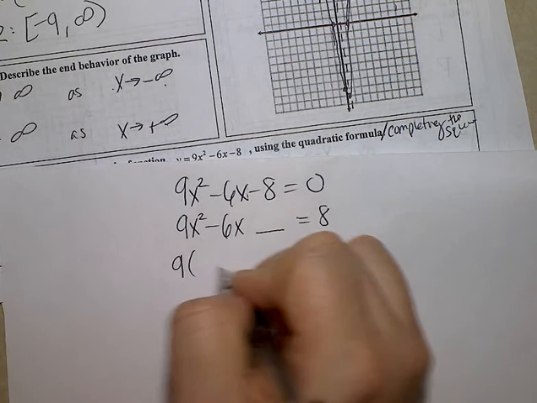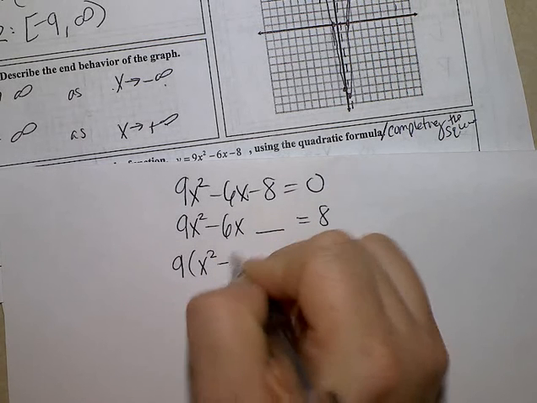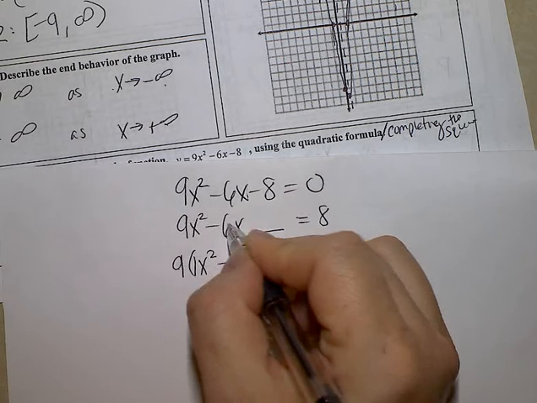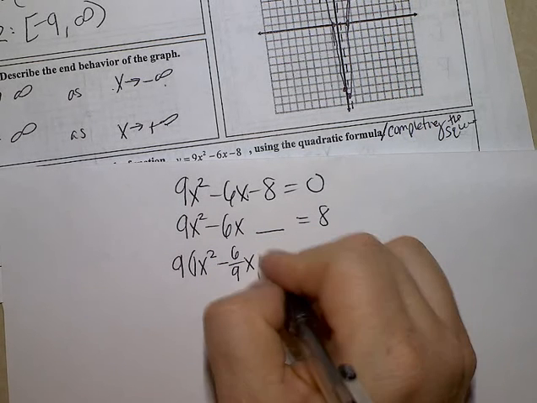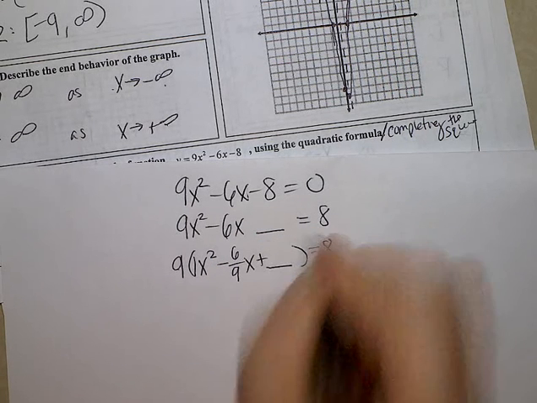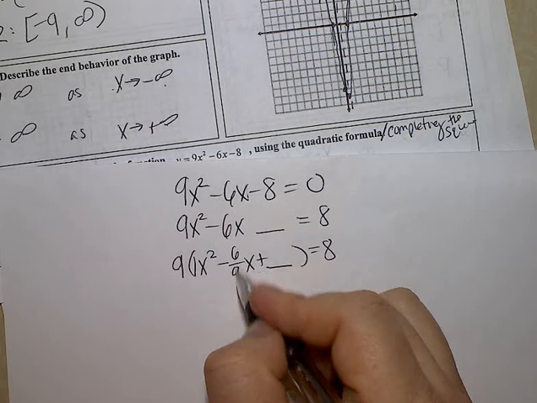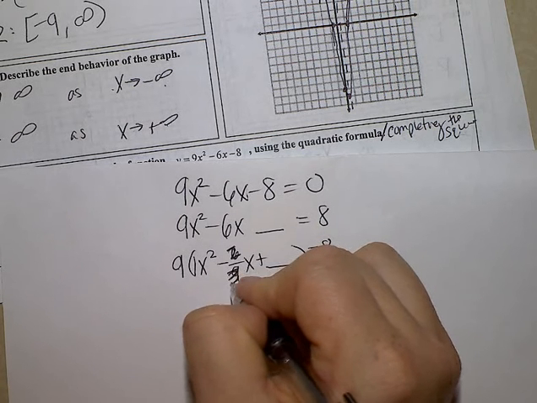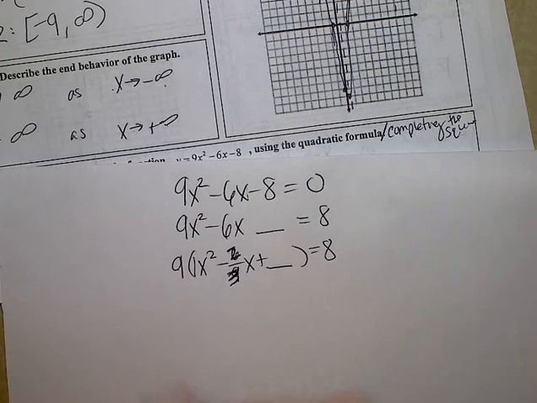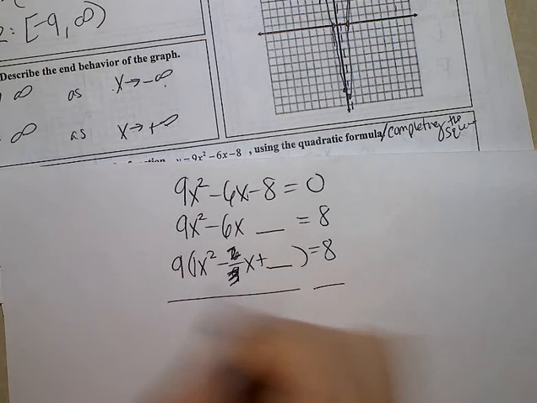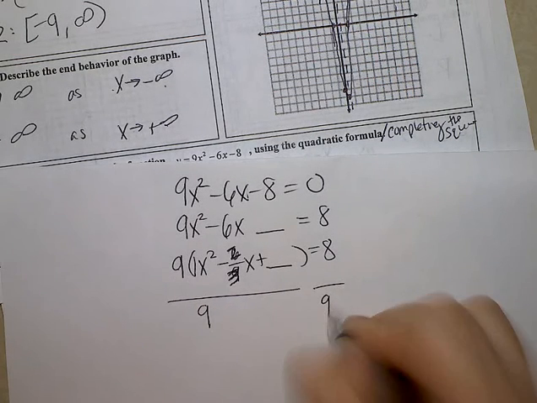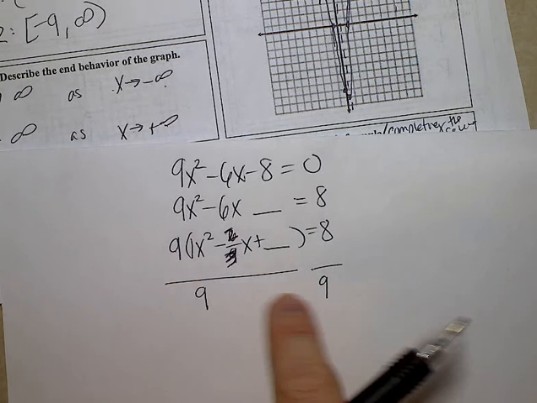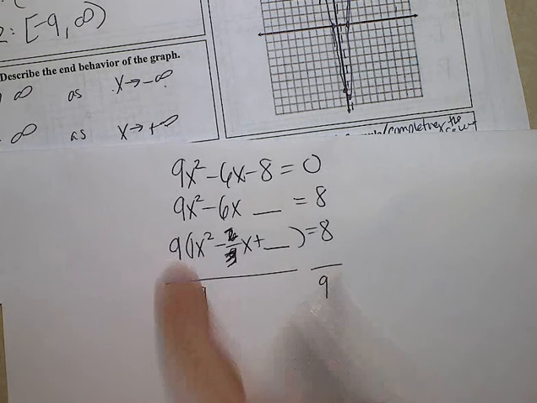Factoring out a 9. 9 divided by 9 is 1. Negative 6 divided by 9 is negative 6/9. I'm going to reduce this to 2/3. Now, divide by 9. I know we don't do that when we put it into vertex form, but when we're using completing the square to solve, we do divide the leading coefficient.